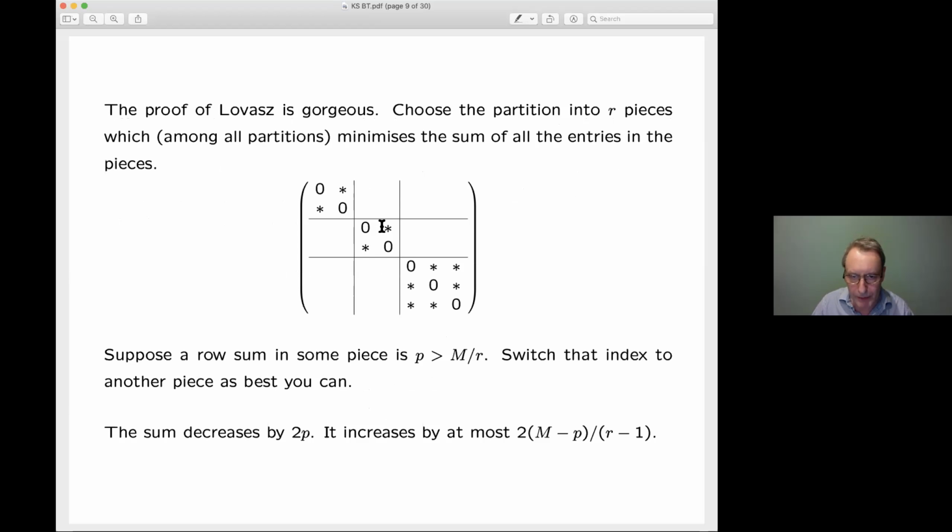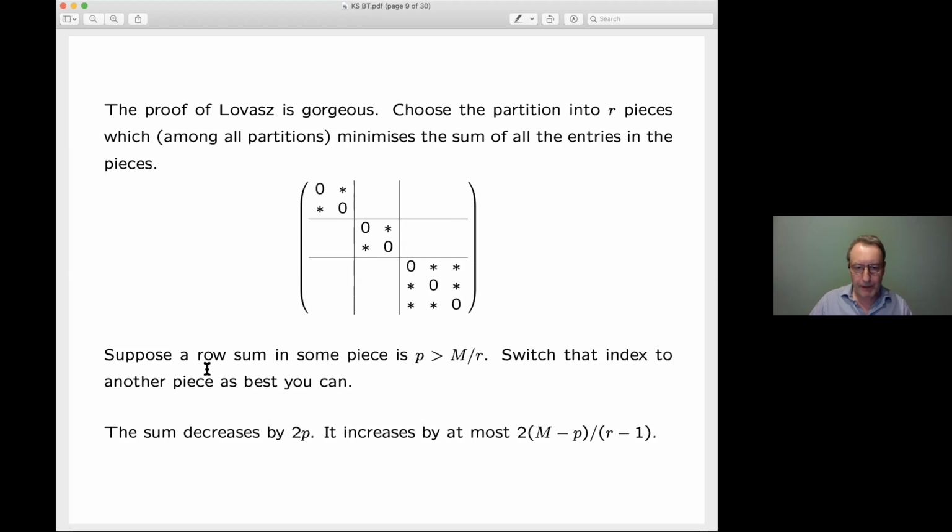So all the entries with asterisks that I've drawn here, if r is 3 pieces. I just minimize the sum of all the entries in the pieces. And of course, the ones on the diagonal don't contribute, but the other ones do. And I ignore the entries in these bits that aren't in the pieces that I'm after. And it turns out that this partition just works automatically. So let's see why.